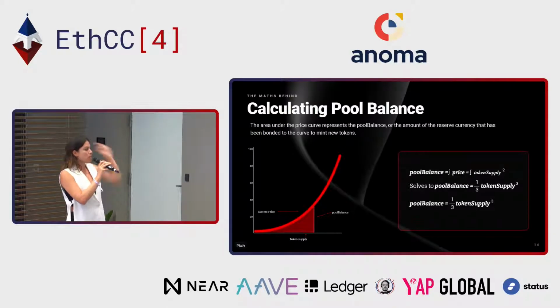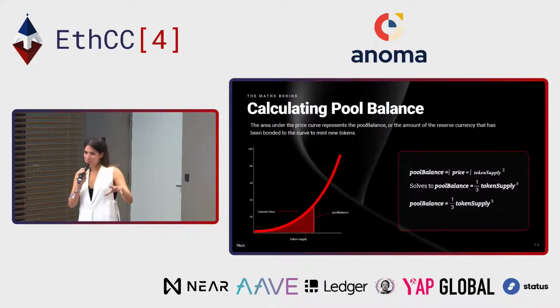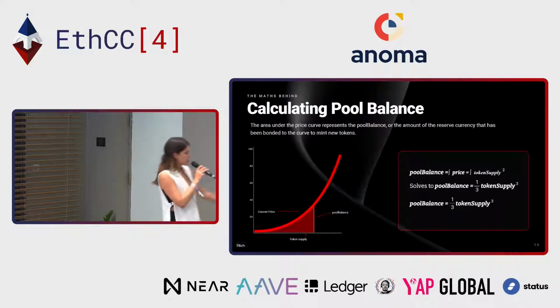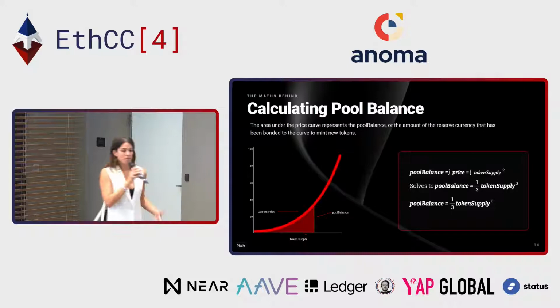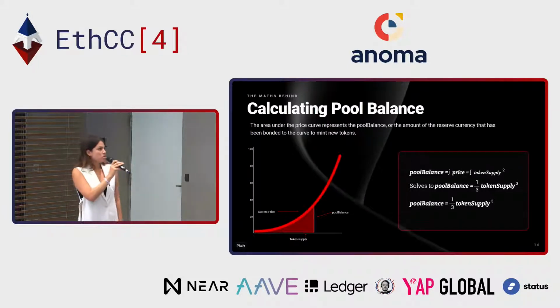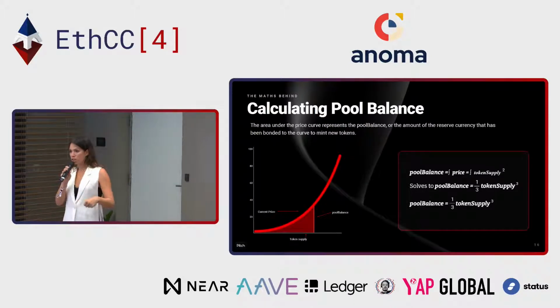So how you determine slippage is basically by calculating the pool balance at any time. Heads up, I'm going to go a little bit into the math here, but it's not too crazy. But essentially, the pool balance at any point is the area under the token supply curve. So if you go back to calculus, it's the integral of the curve at any point. So if you want to find the pool balance, so basically the amount of DAI that is locked up in the smart contract when users have come in and bought, you basically take the integral of the price equation.